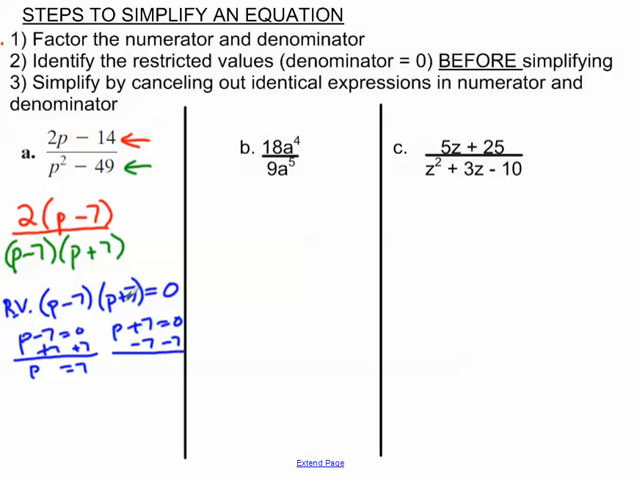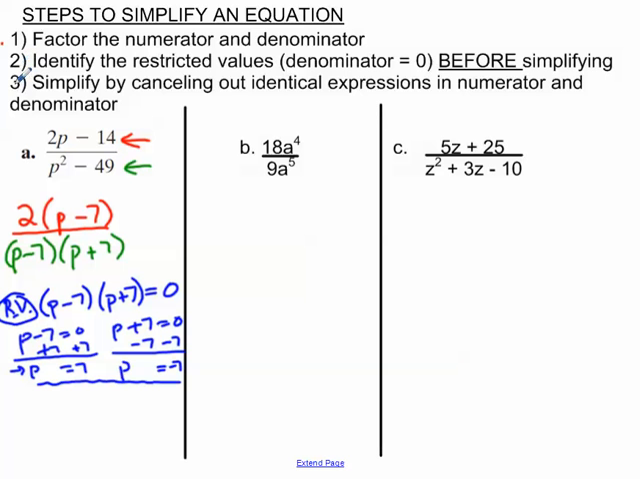We set up mini equations with these factors. Either that factor is 0 or this factor is 0. And then we solve the mini equations. I've got p equals negative 7. Either p equals 7 or p equals negative 7 become our restricted values. So there's our restricted values. So we've taken a look at step number 2.